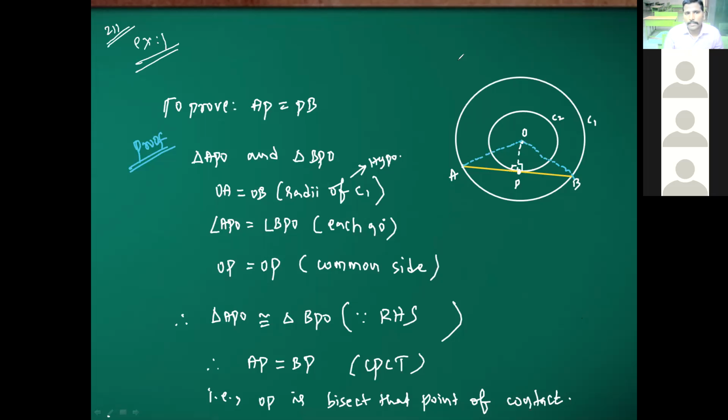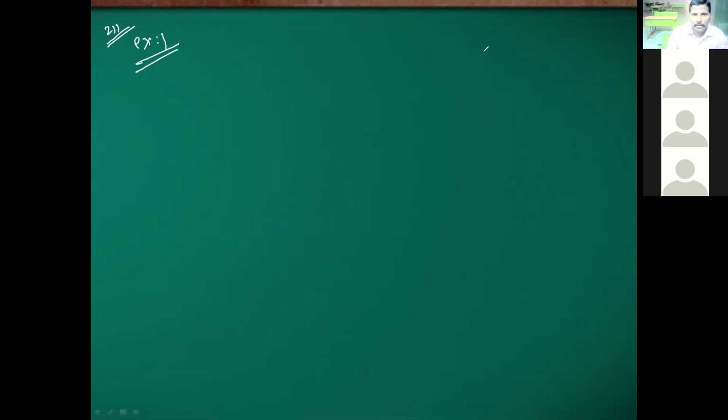Okay, let's go for example 3, children. You just make a note of this. Right, now we'll go for example 3. What is example 3? They have already given a diagram. Let me draw that here. We have one circle and we have tangents also. Let me draw the tangents.